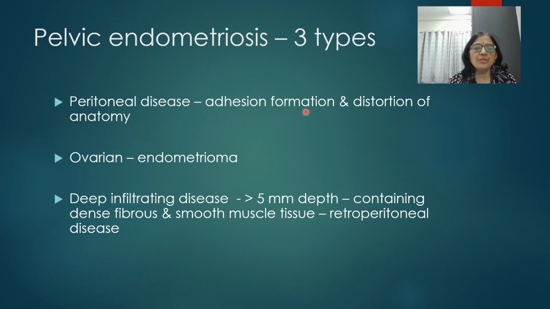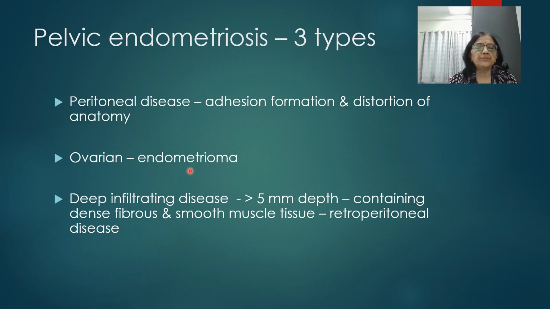So it leads to adhesion formation and distortion of anatomy, so that the tubo-ovarian relationship is disturbed or tubal motility is disturbed. Even if the tubes are patent, motility is disturbed because of the presence of peritubal and periovarian adhesions. This is responsible for many mechanisms where infertility is the ultimate outcome of these endometriotic lesions. Whenever we say ovarian endometriosis, endometrioma is a better terminology as compared to the chocolate cyst of the ovary.